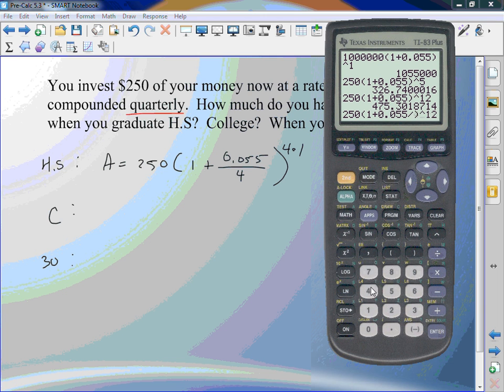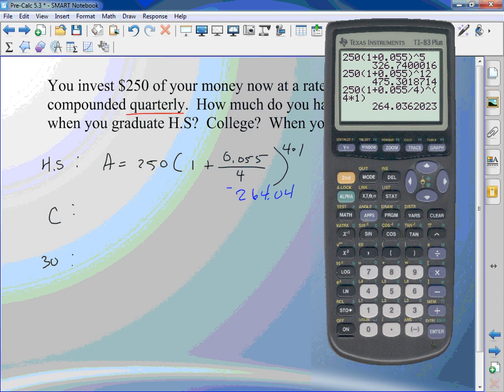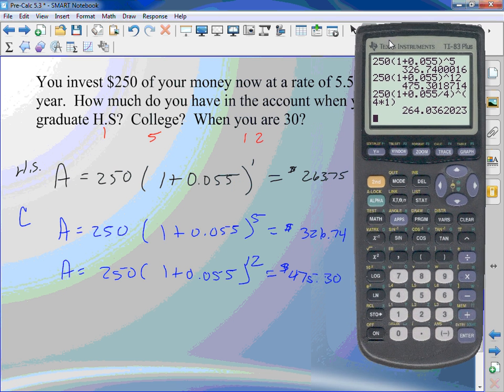This is where you have to be careful. Divide by 4. When I do the power, either do the multiplication ahead of time or put it in parentheses, 4 times 1. And I get $264.04. It changed it by about $1.